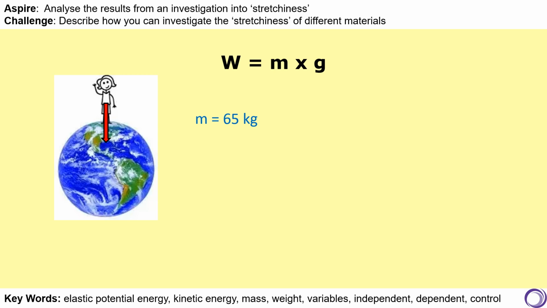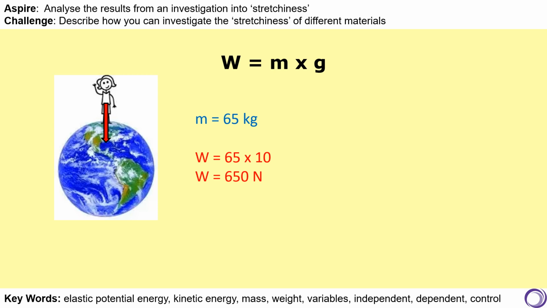If I want to work out my weight, I'm going to have to use the equation weight equals mass times gravitational field strength. So it will be 65, which is my mass, times 10, which is what I've said we're using for g on Earth today. 65 times 10 is just 650. So my weight on Earth is 650 newtons.